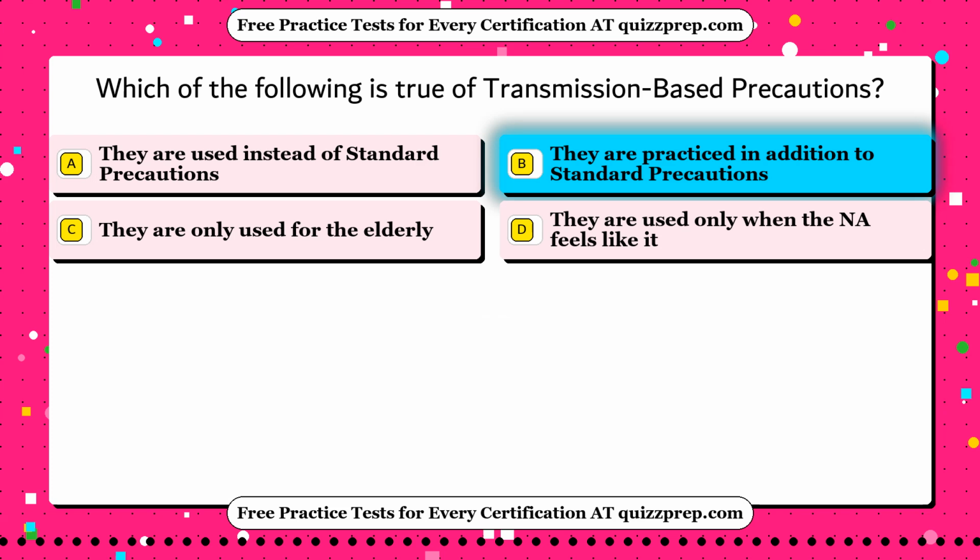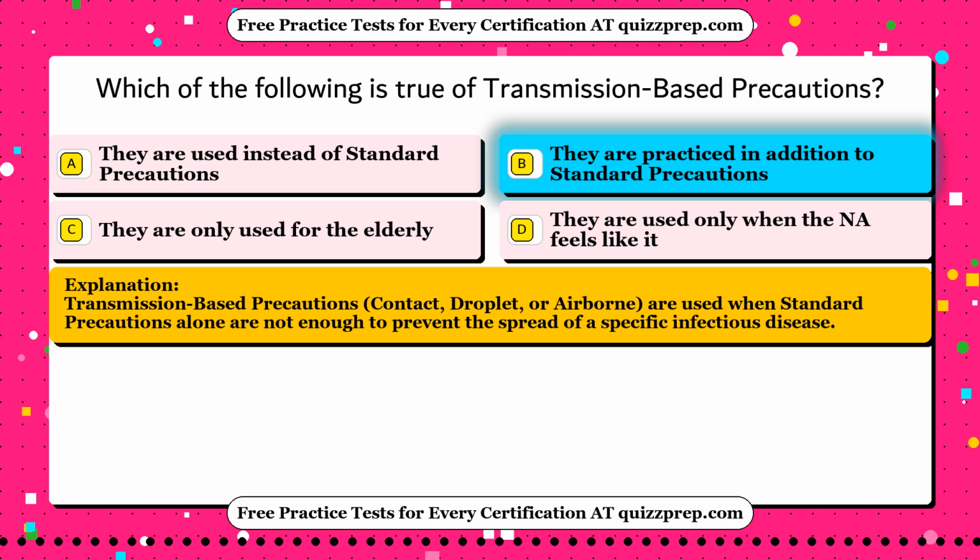The correct answer is option B, they are practiced in addition to standard precautions. Transmission-based precautions, contact, droplet, or airborne, are used when standard precautions alone are not enough to prevent the spread of a specific infectious disease. Question 90.